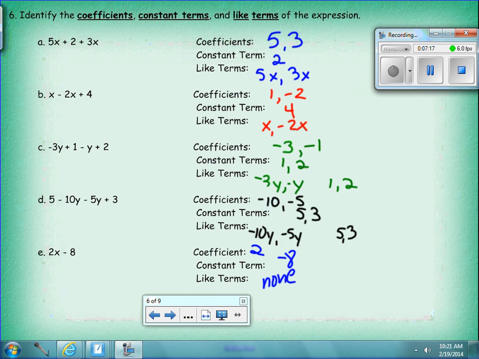Okay, so my coefficient or coefficients for E would be 2. Constant term is negative 8, and that expression does not have any like terms.